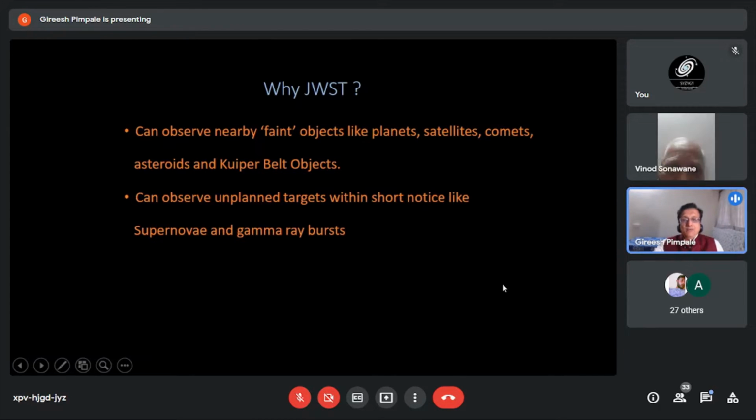Then, with the help of Webb telescope, we can observe some unplanned targets.